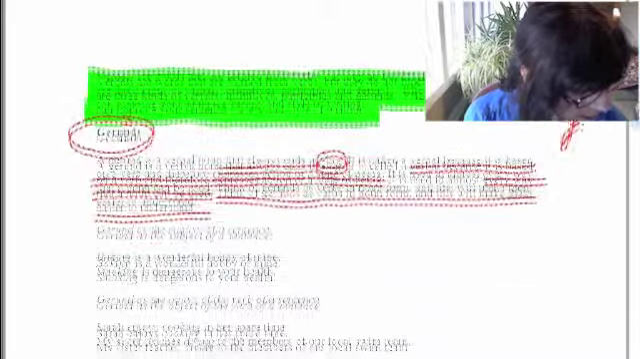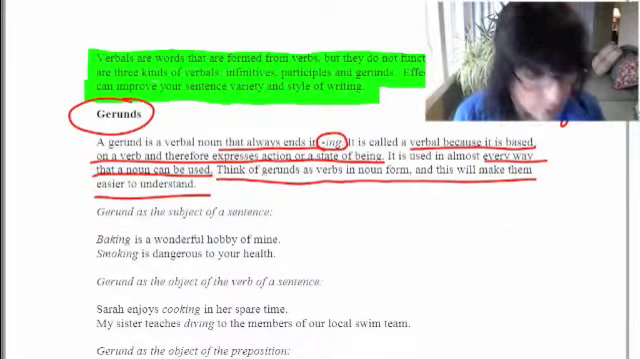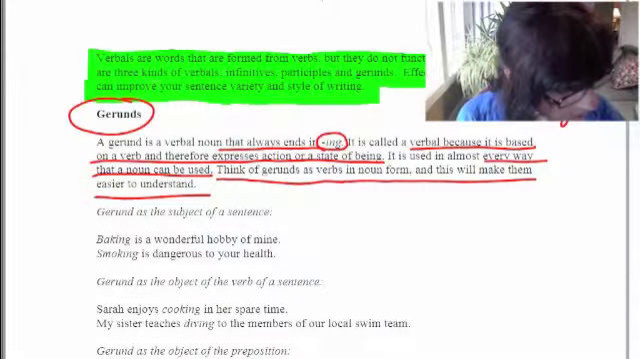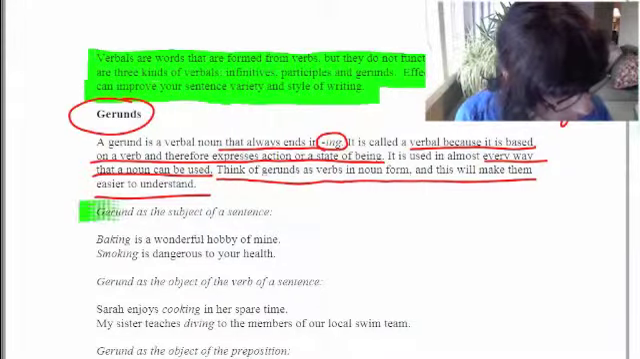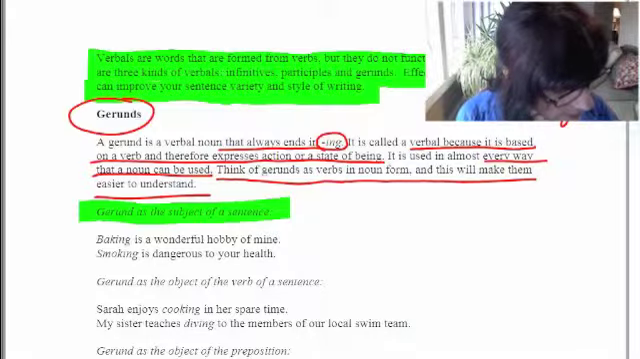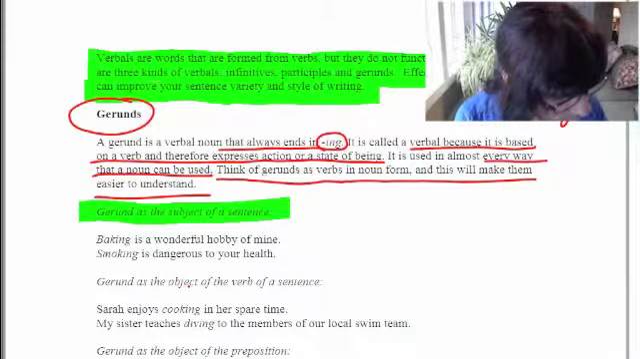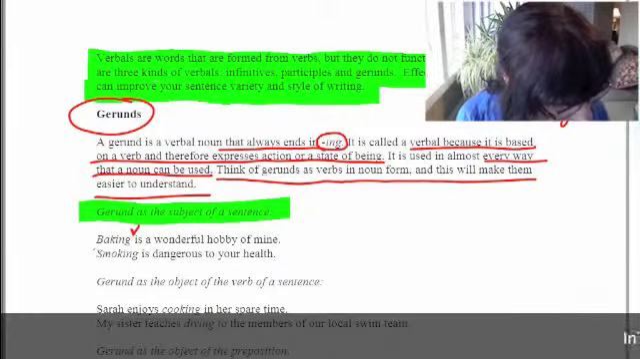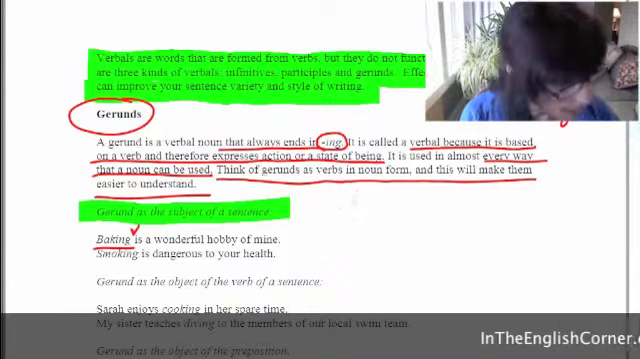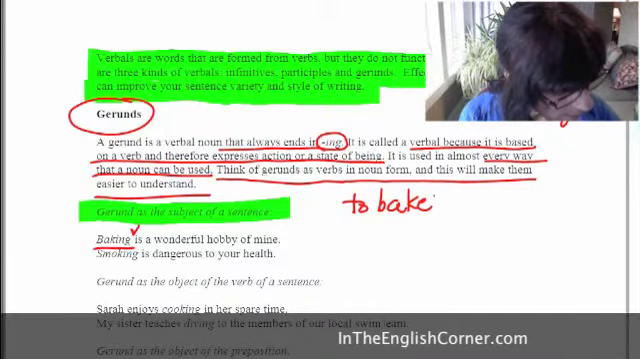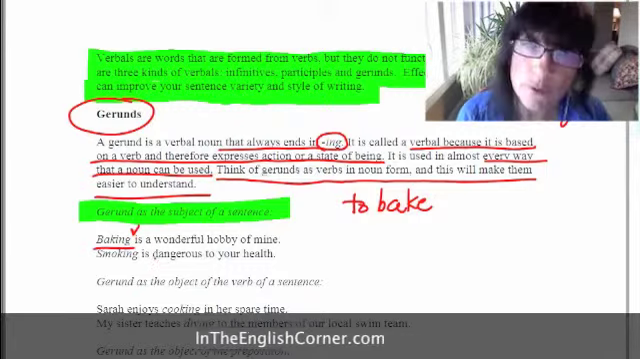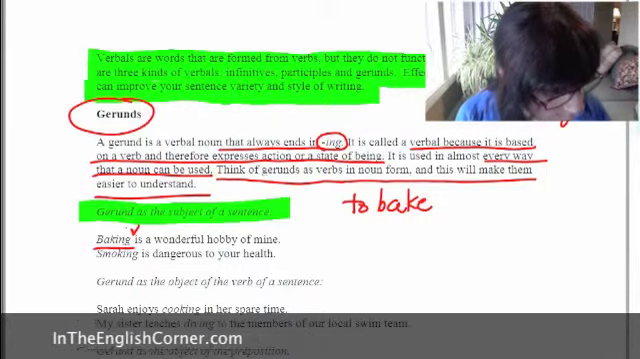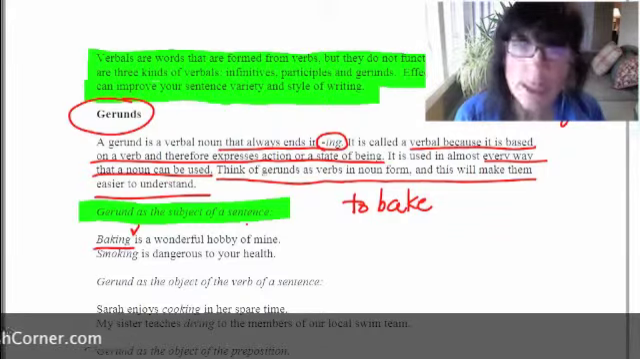Okay, let's look at a couple of examples, and you will understand the rules a little bit better when you look at these examples that I've provided. The first one is using a gerund as the subject of a sentence, and let me show you what I mean, how it's used as a noun. Baking is a wonderful hobby of mine. Now in this sentence, is is the verb, and baking is the subject. So it ends in ing, it comes from the verb to bake, but it's not the verb of the sentence because the verb is the non-action word is. So the gerund baking becomes the subject of the sentence.